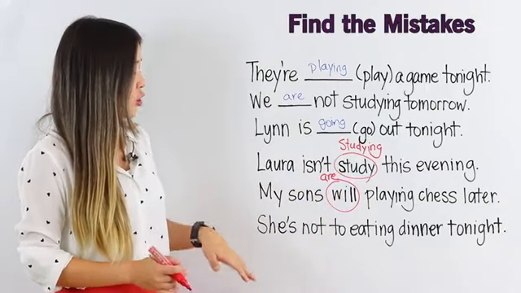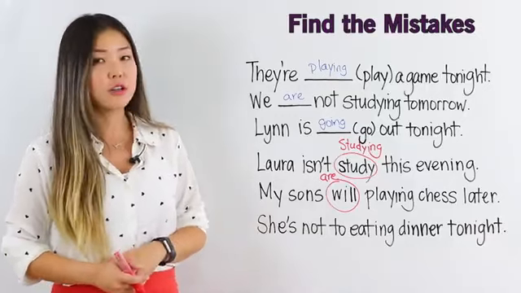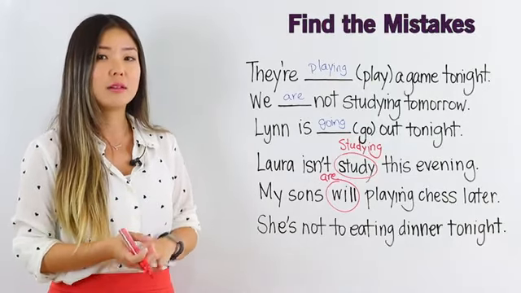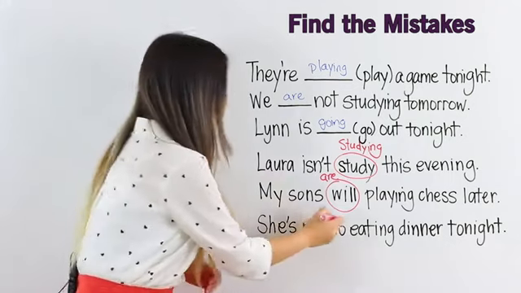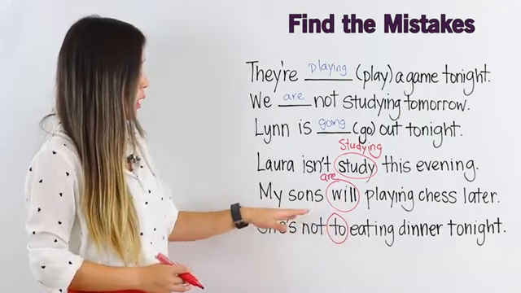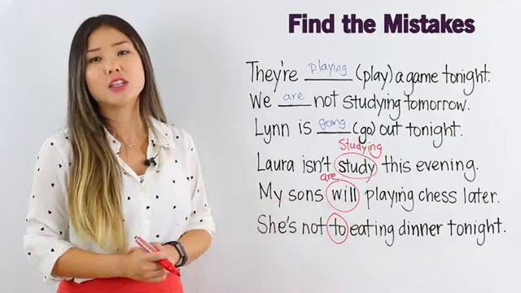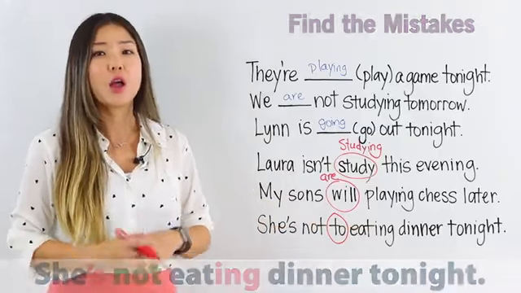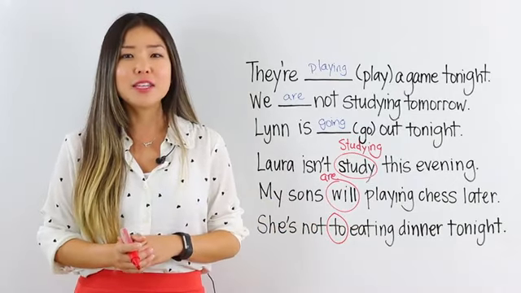And finally, she's not to eating dinner tonight. There's an extra word in here that we don't need. What is it? It's to. Remember, subject, be verb, not, verb, ing. We do not need to in this sentence. All right, well, that's the end of this checkup.